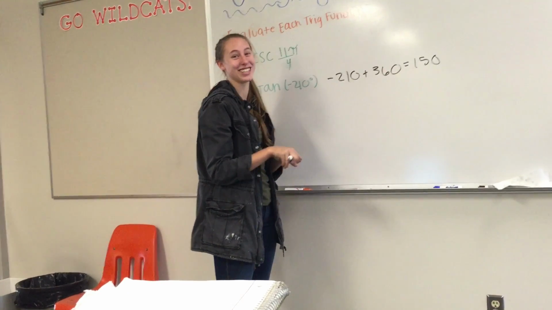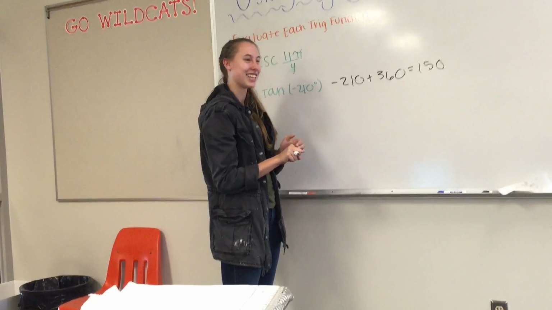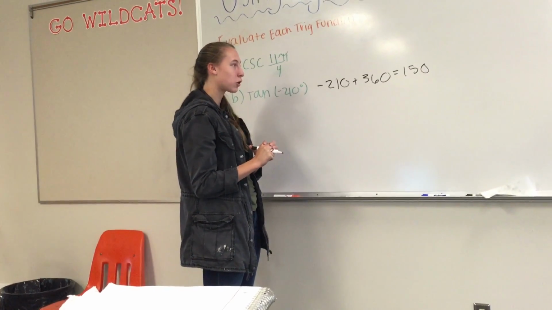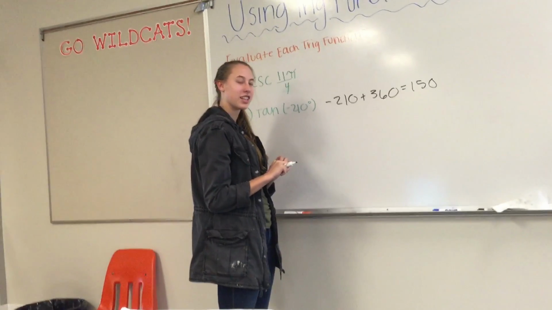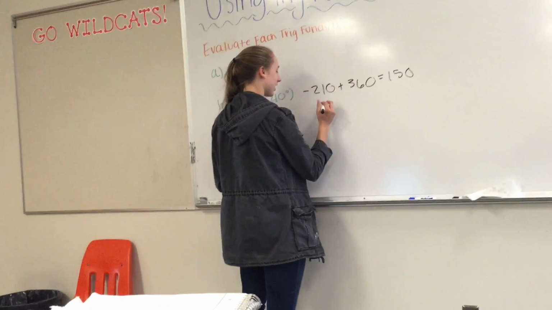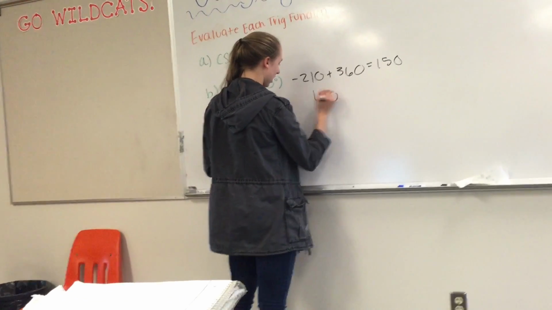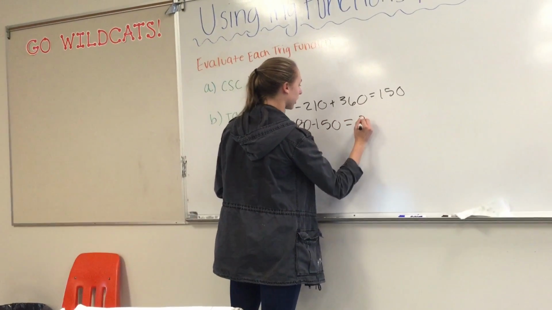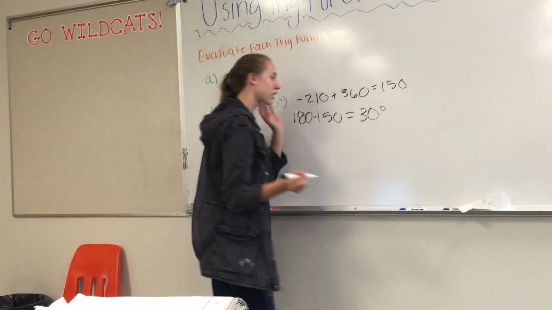How do I do that, Professor Annie? Well, what quadrant is 150 degrees in? Is that in quadrant 2? Yeah, so that means that you take 180 and subtract 150 from it to find your reference angle. So it equals 30 degrees. Great job.